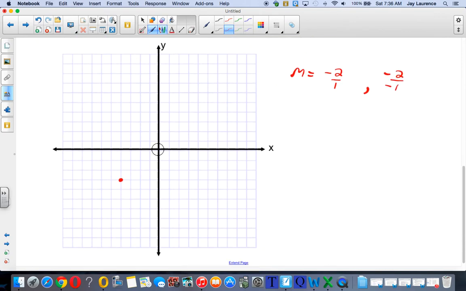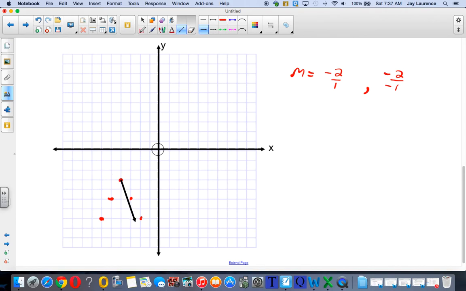how I do my slopes. And notice I'm not going to simplify that and make them both positive. I'm going to go down 2 and right 1, down 2 and right 1. And then I'm going to go down 2 and left 1, and down 2 and left 1. Okay, that's just my slopes.